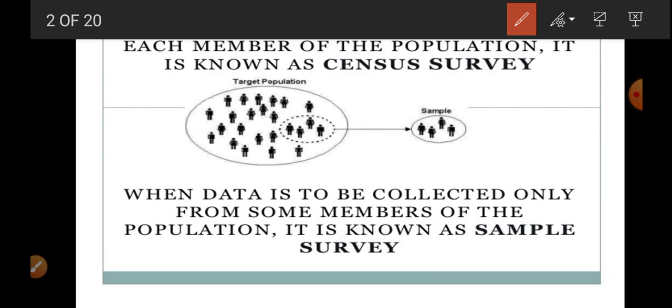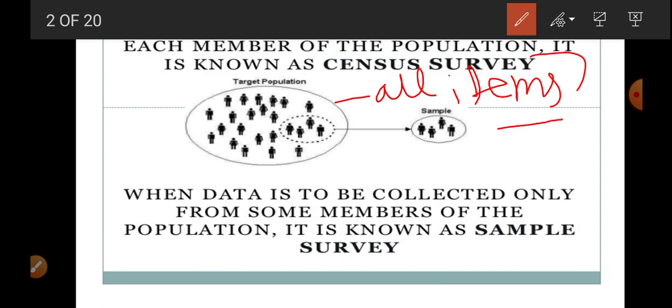So this is the sample and census method. When you connect all people, all items, this is census. And when you connect a few members, then it is sample.